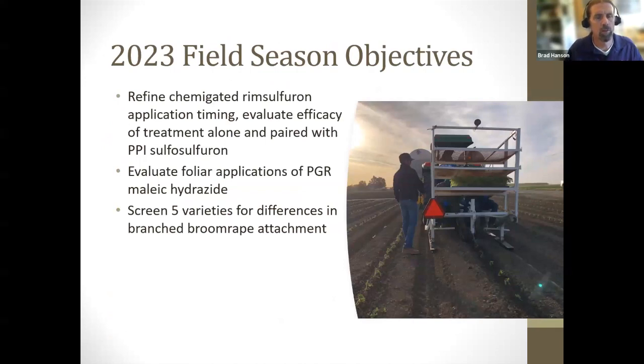So I want to talk just a little bit more deeply about the field data from this year, from 2023. As I mentioned, we're largely targeting the chemigated rimsulfuron application timing alone and paired with the sulfosulfuron. This is the year we had the maleic hydrazide as well, which is a hormone, a plant growth regulator, PGR. In this particular year, we worked with Ag Seeds to look at 5 of the really common varieties at kind of a grower scale to see if there happens to be anything different in terms of sensitivity to broomrape.